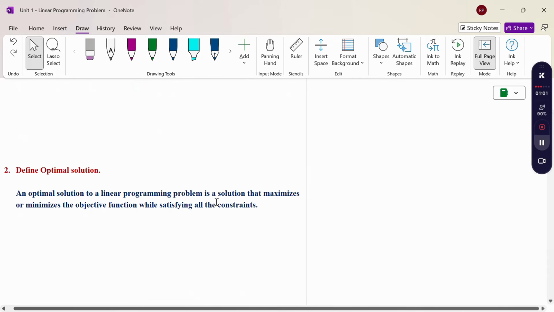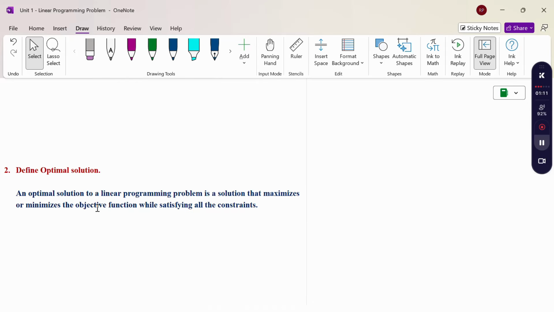Define optimal solution. An optimal solution to a linear programming problem (LPP) is a solution that maximizes or minimizes the objective function while satisfying all the constraints.